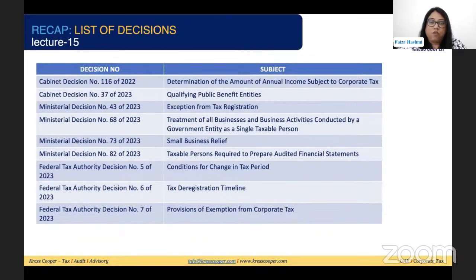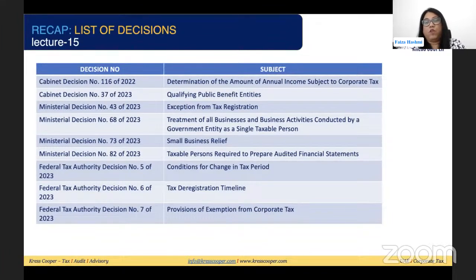There was one that came out on how to change the tax period if you want to align and make it into a tax group. The tax deduction timeline had been given in one of the decisions where it's 3 months from closing of business. And then there was a provision for exemption from corporate tax.